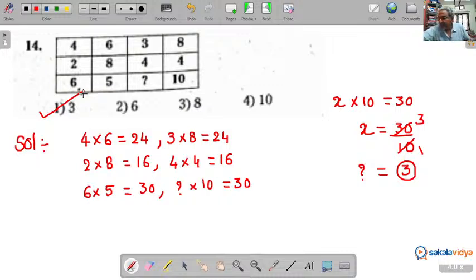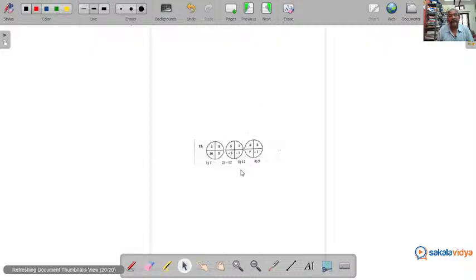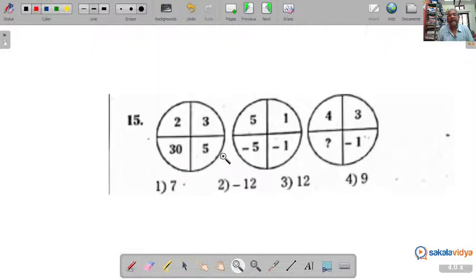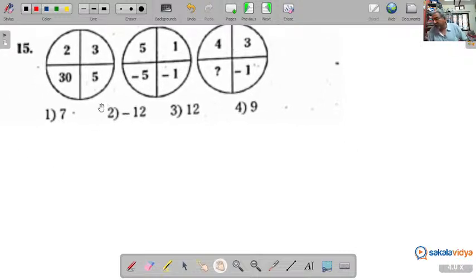Right. Shivaji, are you there? Next question is, let us move to the 15th question now. Wait for a while. Okay, this is the 15th question. You try to figure it out now. I will give you 1 minute. Don't worry.